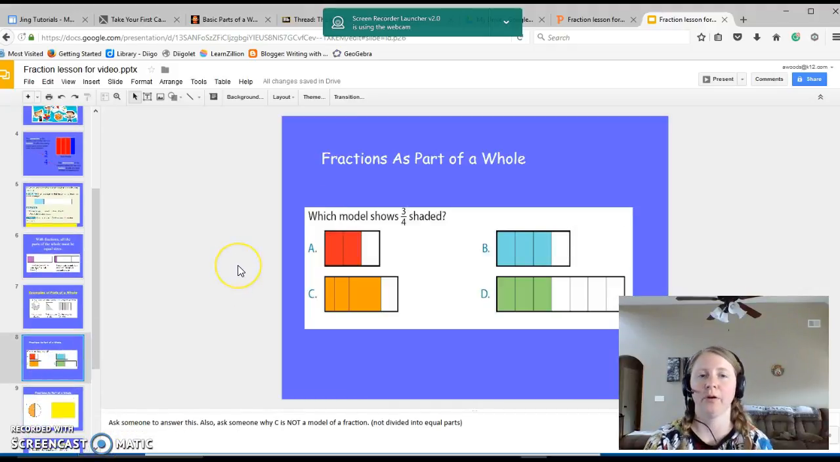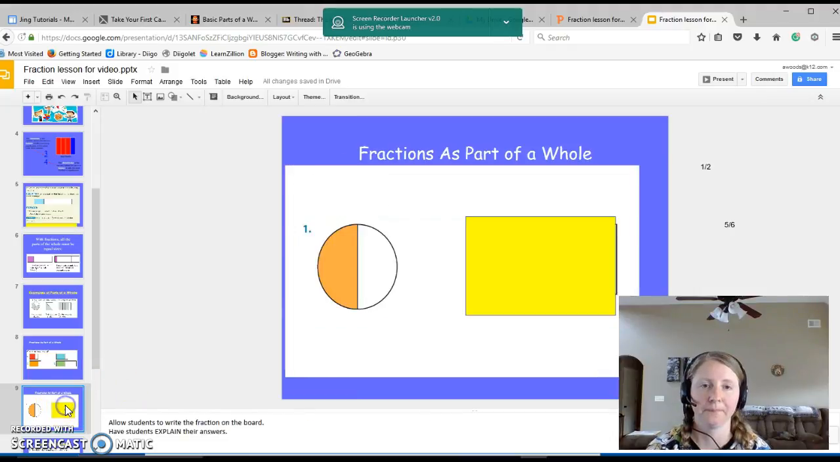All right, so fractions, part of a whole. Which model shows 3/4 shaded? Remember, they all have to be equal parts. Think to yourself, would it be A, would it be B, would it be C, or would it be D? Think about that for a second. I will tell you that the correct response is B. Now, think to yourself for a minute, why wouldn't the answer be C? And be ready to give me an answer to that question when we meet in class tomorrow.